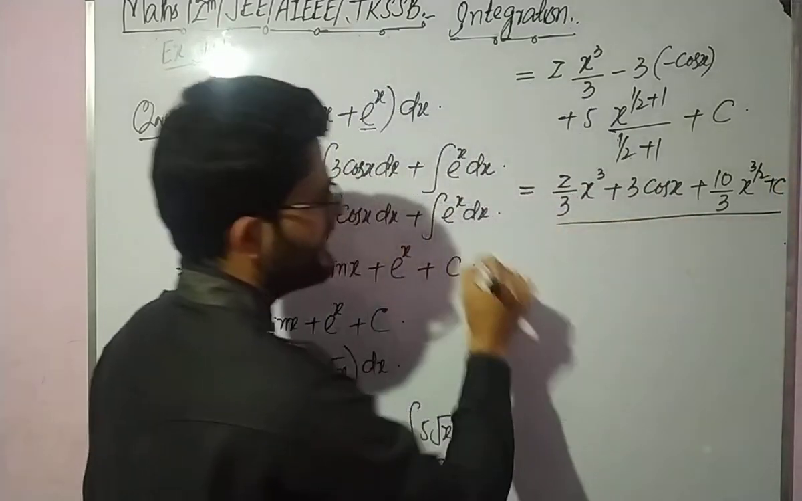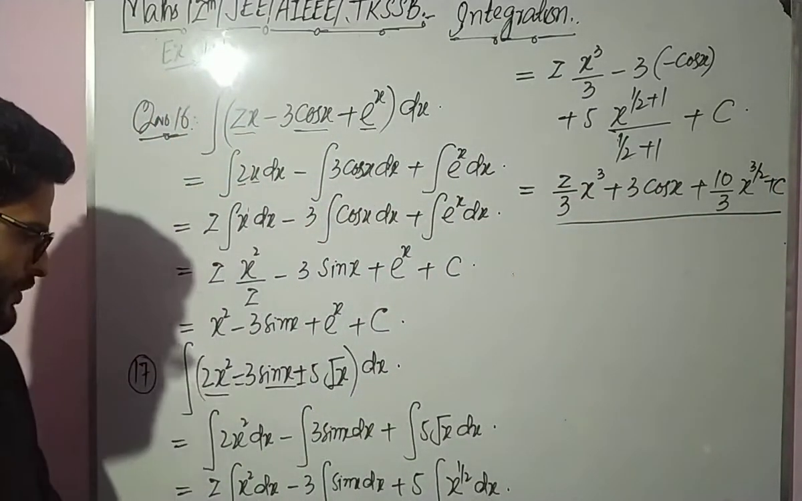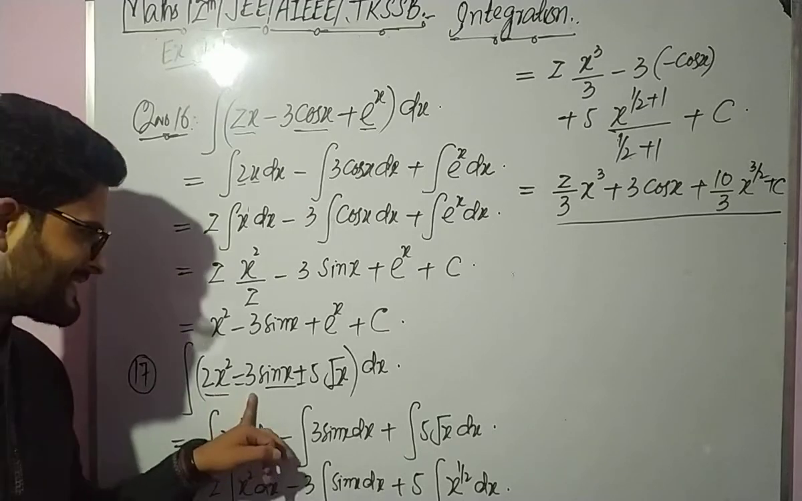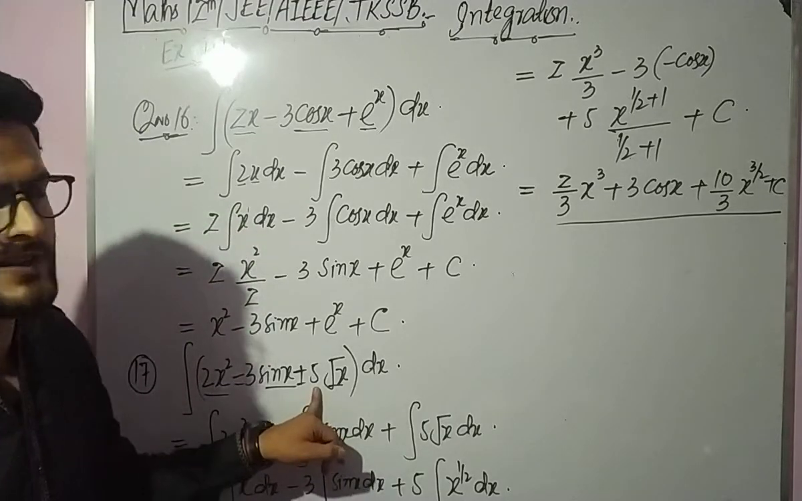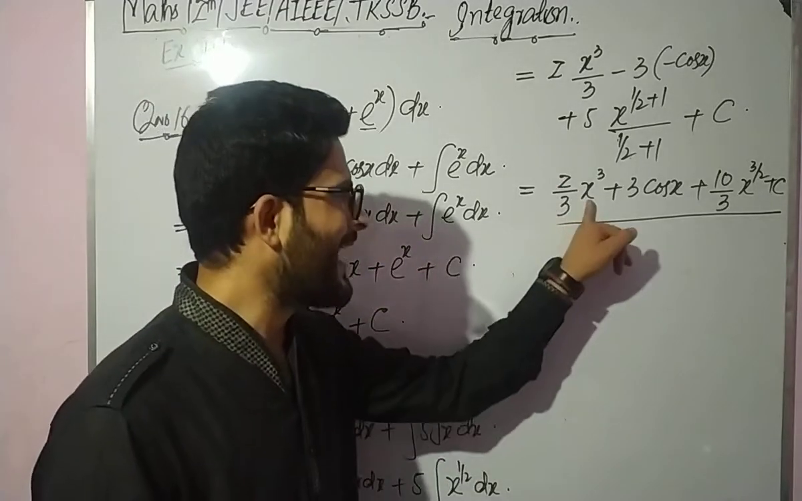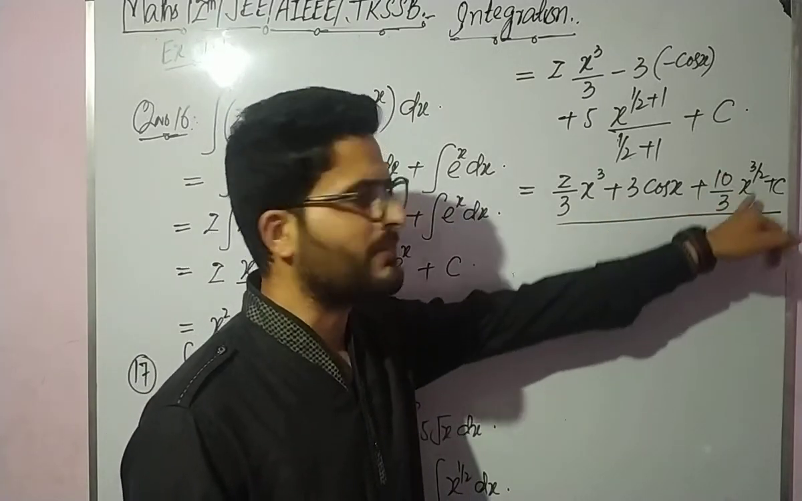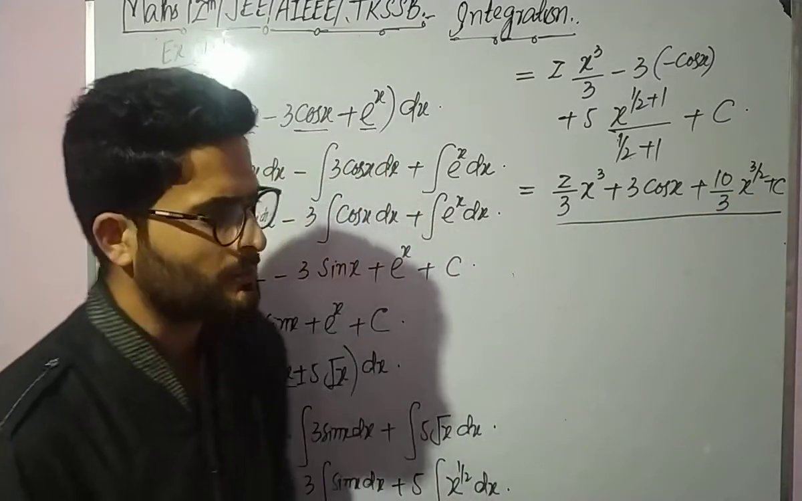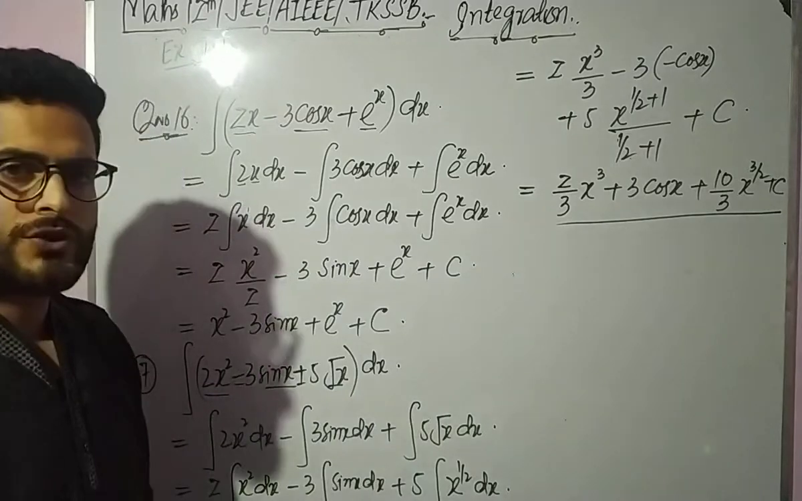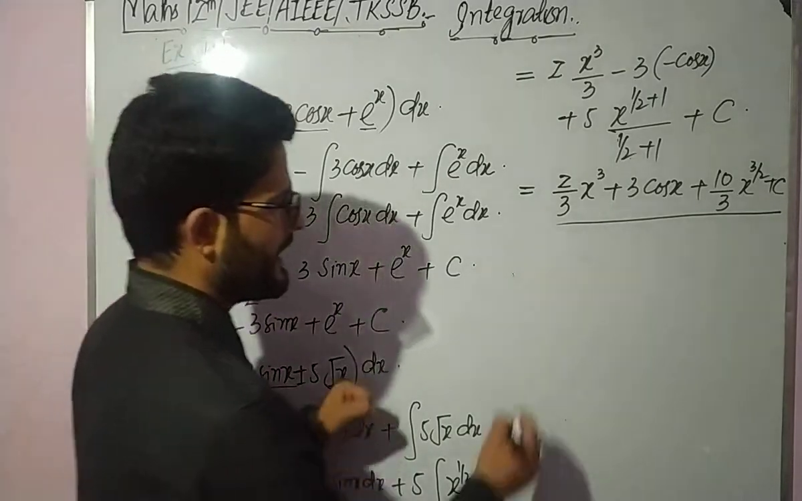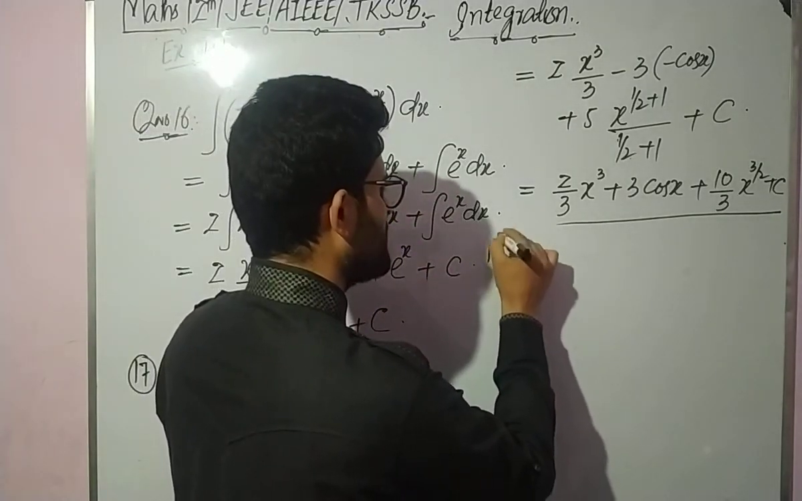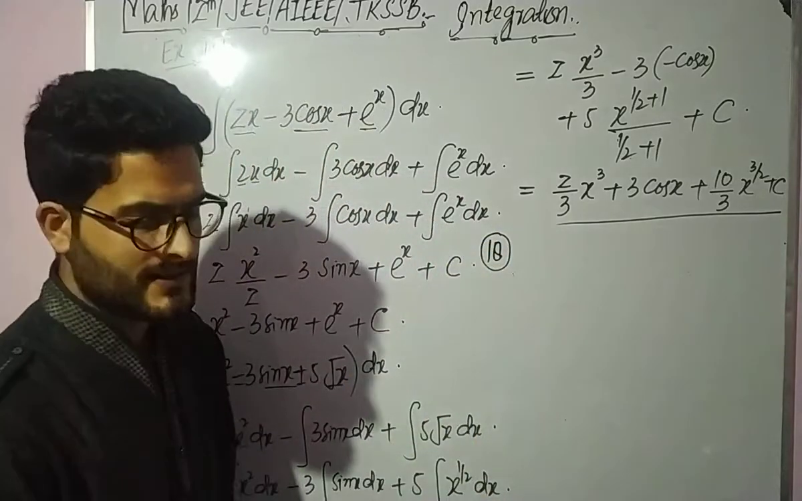That's your answer. The integral, the antiderivative or primitive of 2x square minus 3 sine x plus 5 square root x is nothing else but 2 by 3 x cube plus 3 cos x plus 10 by 3 x raised to the power 3 by 2 plus c. All about question number 17. Now move on to the next, and that is question number 18 of the same exercise.